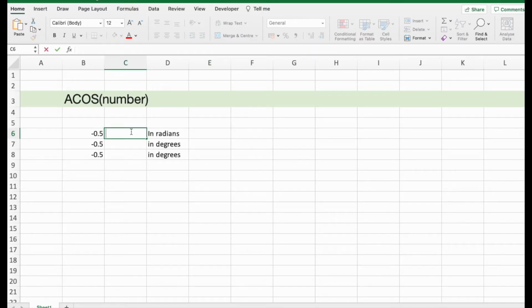So let's start. ACOS and then select the number. And in this case, we are going to get the result in radians.